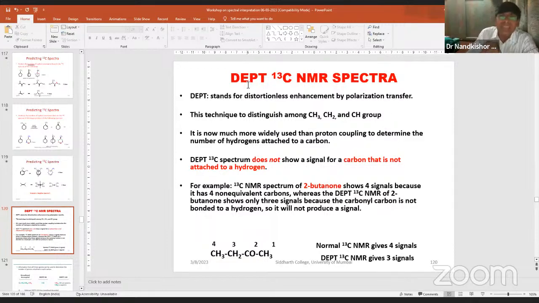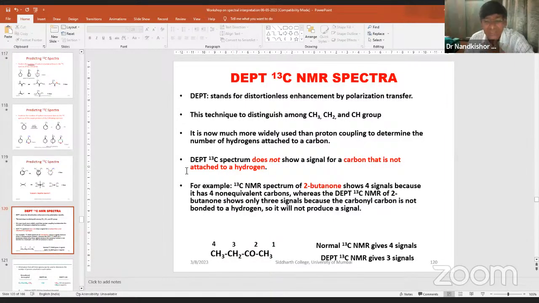So the distortionless enhancement by polarization transfer C13 NMR will give you accurate information about the alkyl groups present in the molecules, including the quaternary carbon too. So this is considered to be another vital tool in spectroscopy techniques to give you the correct information. As I mentioned, one single C13 NMR is not enough. So in most of the cases, the C13 NMR is coupled with the DEPT data. That DEPT data makes the analysis of the C13 peaks very correct in terms of getting the correct structure.